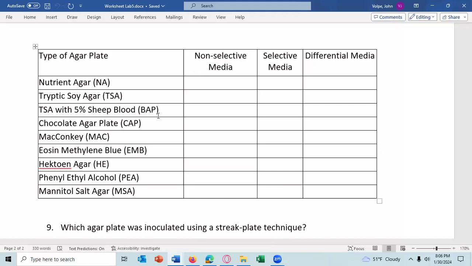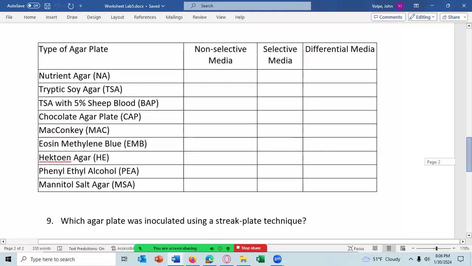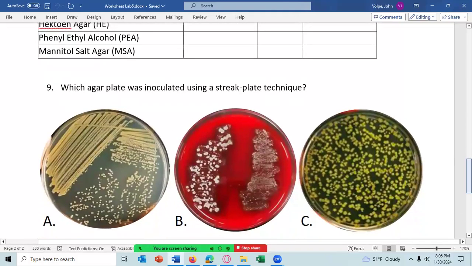Any question about any of that? All right, the last question, number 9. One of these plates was inoculated using streak plate technique. State which plate it is. Is it plate A, plate B, or plate C?